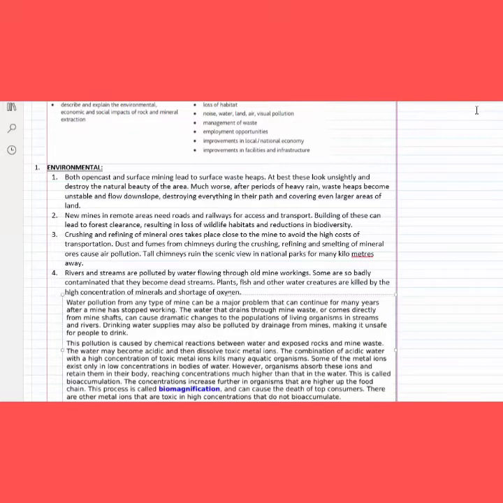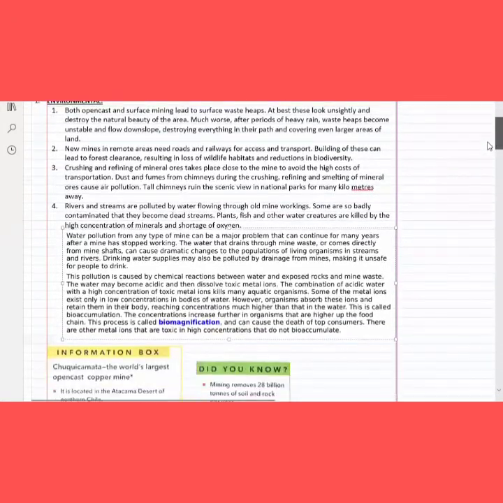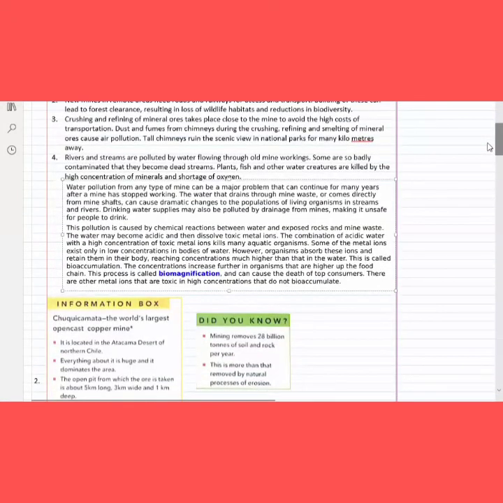When these water bodies get polluted, they're going to have a high concentration of minerals, and because of that they're going to have a shortage of oxygen, and the plants, the fish, and other water creatures are going to get killed because of that. And you also have toxic metals such as lead and mercury, which organisms can consume. For example, they may be absorbed by plants, and then they're going to travel up the food chain, right? And then comes the idea of bioaccumulation and biomagnification.